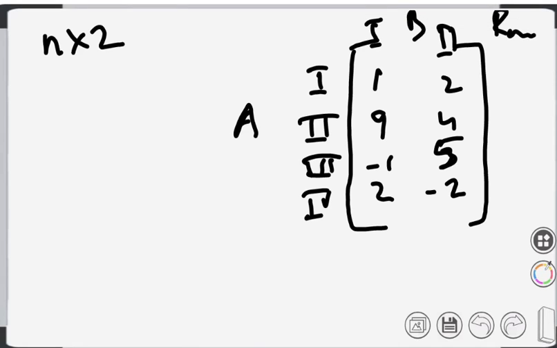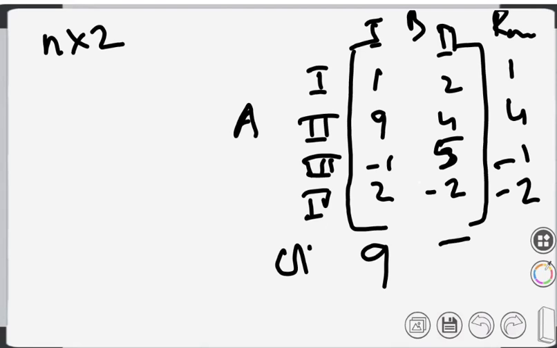The row minimums are 1, 4, minus 1, minus 2. Everybody okay with it? Row minimum means the minimum of the elements in each row: 1, 4, minus 1 and minus 2. And then column maximum. What will be the first column maximum value? 9. Yes. And the second column maximum value?